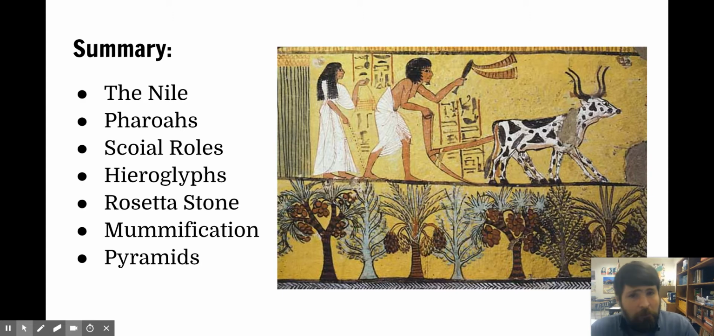We talked about hieroglyphics and how we're able to read them because of the Rosetta Stone. And we talked about Egyptian religion, which is polytheistic and believes in the importance of an afterlife. And thus, they mummified the bodies of important people and buried pharaohs in elaborate tombs called pyramids.